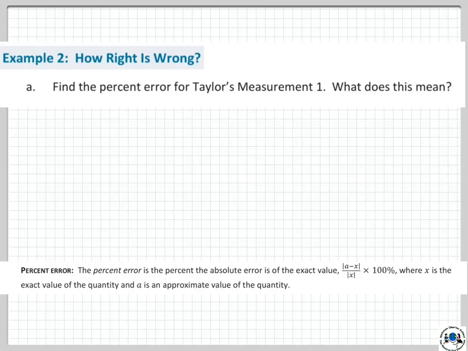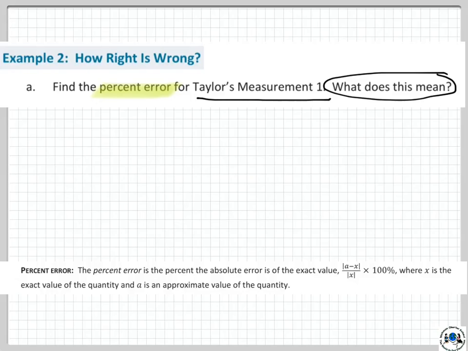Okay. So in this example 2, how right is wrong, we are going to now apply a different concept here, and that's this concept of percent error. Our task here in A is to find the percent error of Taylor's measurement 1, which we've already calculated. And then more importantly, what does this mean? And we'll discuss that after.